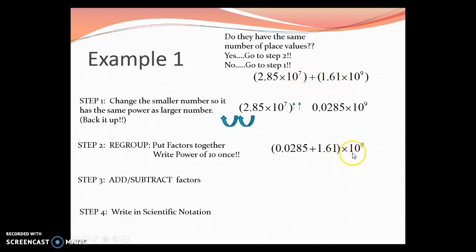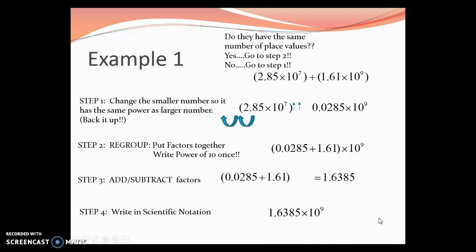It's just like a common denominator, where if you have 1/5 and 3/5, we get 4/5. The denominator stays the same. Well, now our times 10, our place value, our power of 10 stays the same. We're going to add or subtract these factors, so I'm going to put these together. And that gives me 1.6385. Then we write this number in scientific notation, which is essentially this number times our power of 10. Good, and we have it right there.